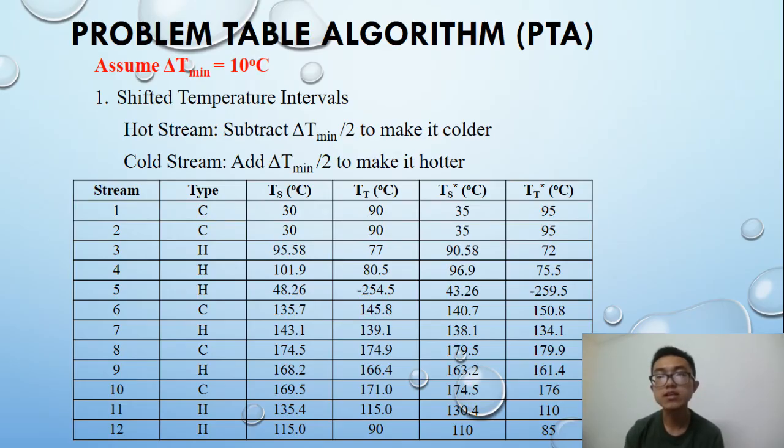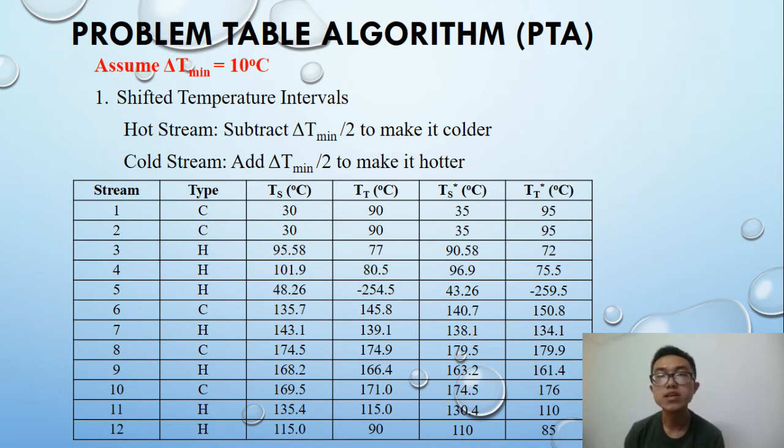As in our case study, there are 7 hot streams and 5 cold streams. And we assume delta T min, which is the minimum temperature difference between hot and cold streams, is 10 degrees Celsius, since a delta T min range of 10 to 20 degrees Celsius is suitable for the petrochemical industry, which is phenol in our case study.